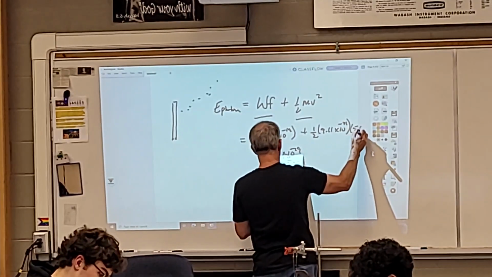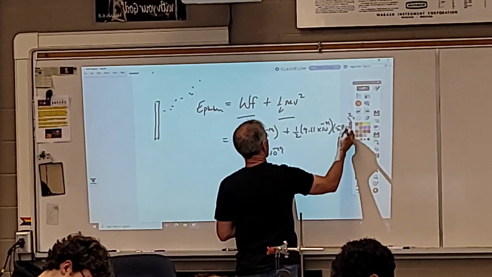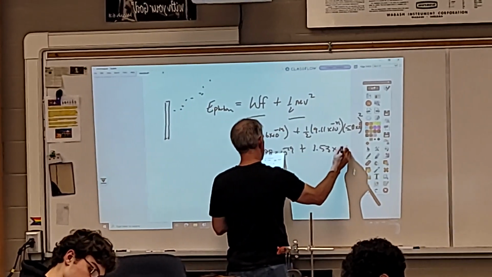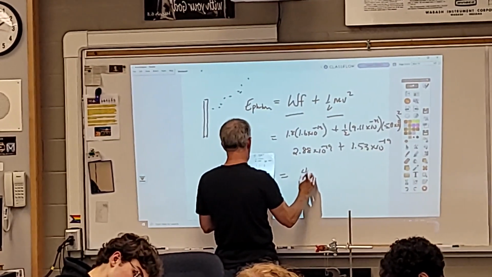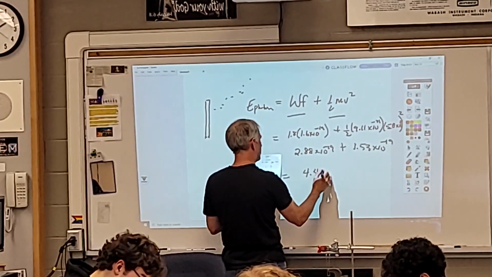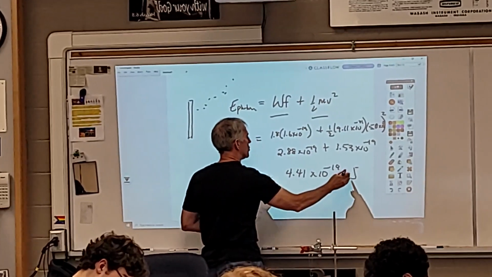The kinetic energy, it's electron mass, 9.1 times 10 to the minus 31, times the speed, 5.8 times 10 to the 5. Don't forget the squared. You get 1.53 times 10 to the minus 19 for a total energy of 4.41 times 10 to the minus 19 joules.